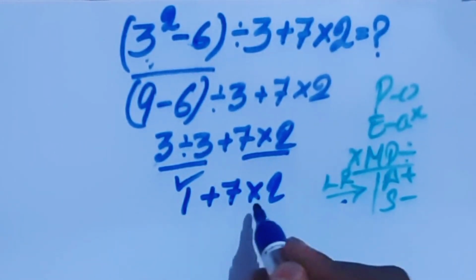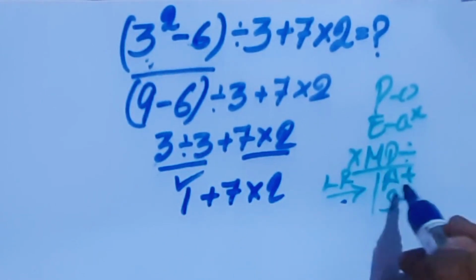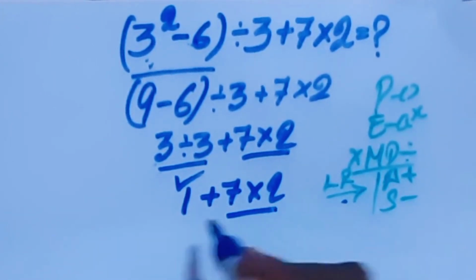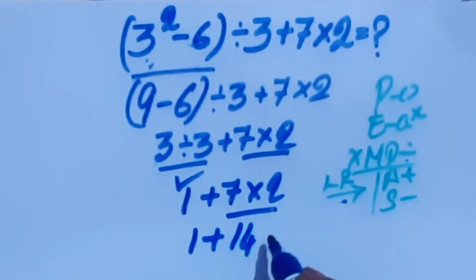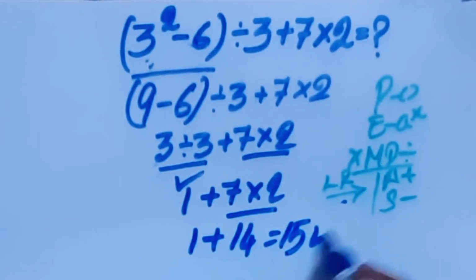Here we have addition and multiplication. Multiplication is higher priority than addition, so we have to do the multiplication before the addition. Here 1 plus, 7 times 2 is 14. Here 1 plus 14 is 15, which is the correct answer.